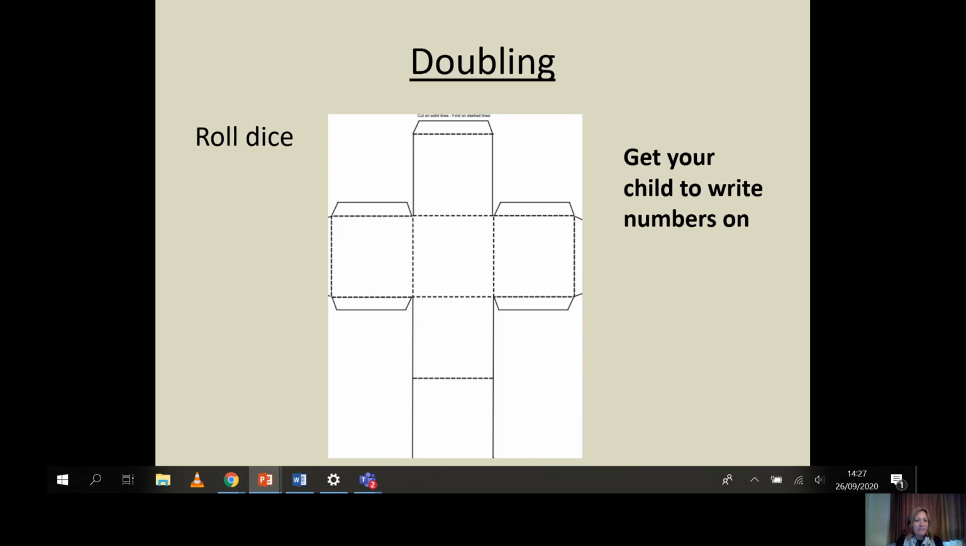And we'll send you this out, a plain net for dice this time, and you can write your numbers on. You can get wipeable dice, blank dice that you can literally just write on with a whiteboard marker. They're quite nice as well. But get your children to write it on for the doubling.